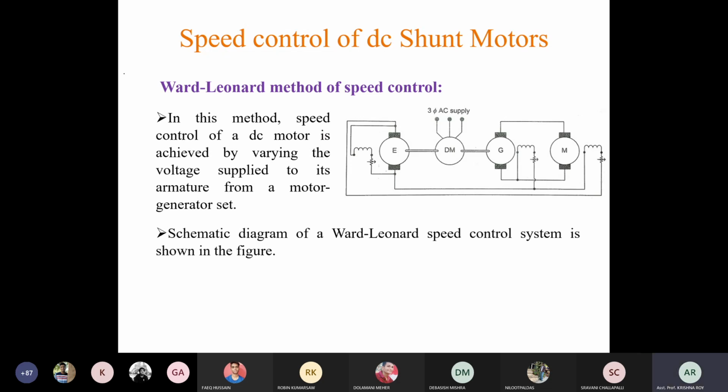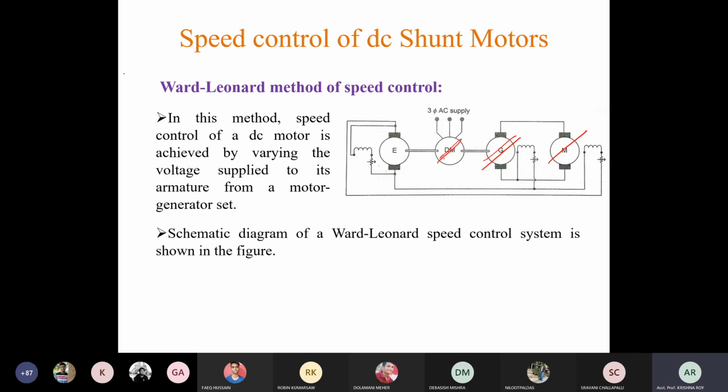So this is the schematic diagram. See, there are 4 machines. This is the target machine whose speed is to be controlled. This is the generator which will generate some DC voltage, and that voltage is applied across the armature terminal of the target motor.